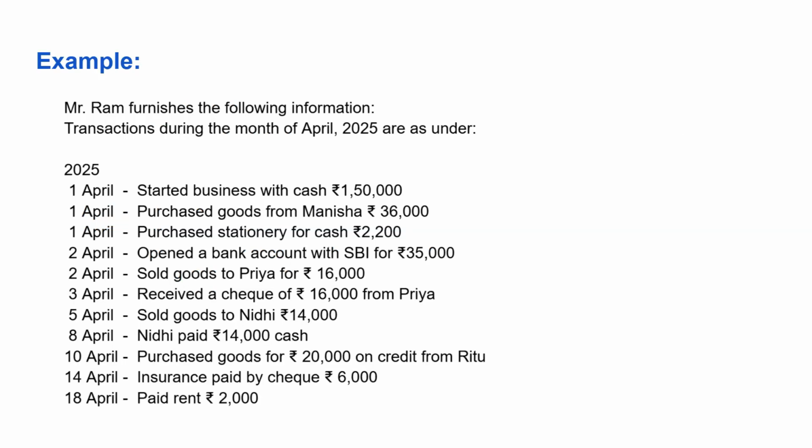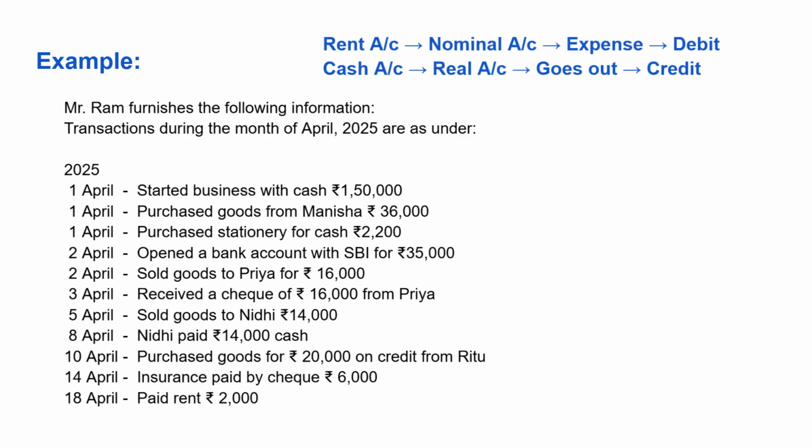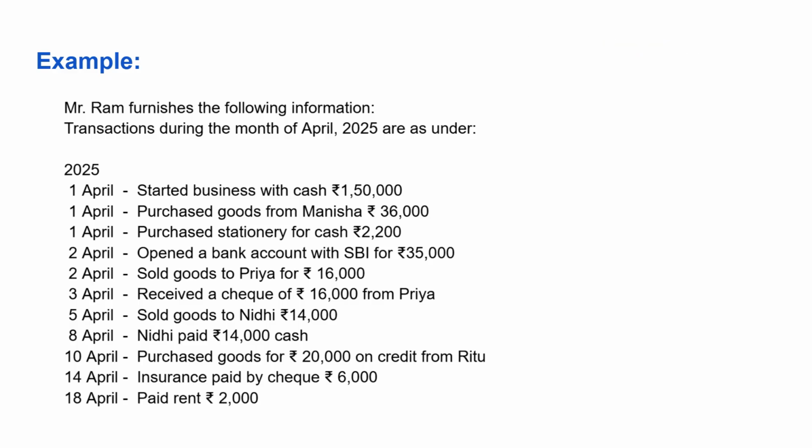18th April, paid rent 2000 rupees. Here the two accounts affected are rent account and cash account. Rent account is nominal account and rent is expenses, so it is debit. And cash account is real account and cash goes out of the business, so it is credit. Let's see how we'll record it.